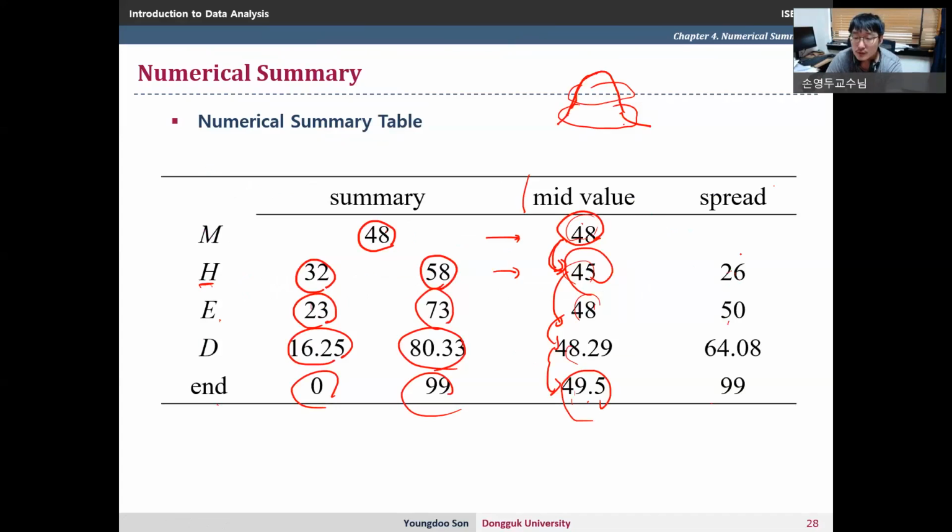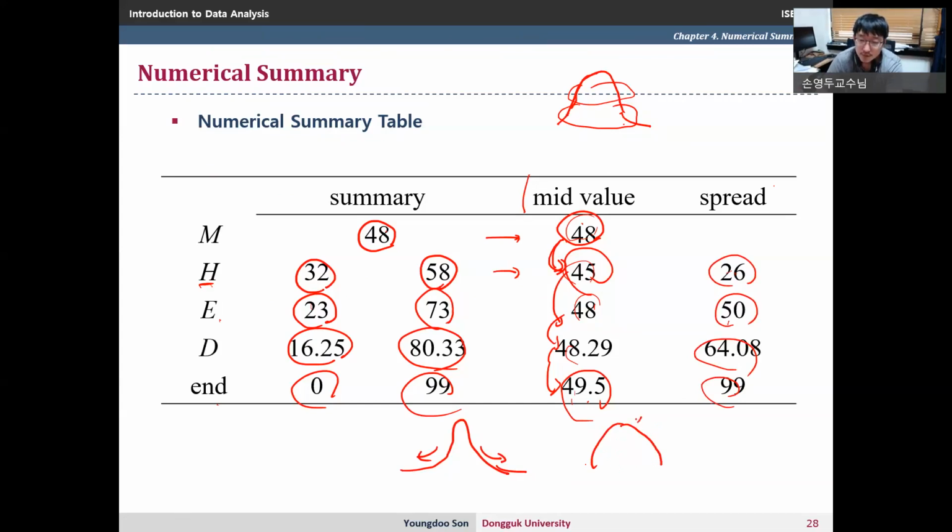So the spread always becomes larger. However, if the speed of this becoming larger is high, then it means it is highly peaked. If the speed of the spread becoming larger is lower, it means the distribution seems like this.